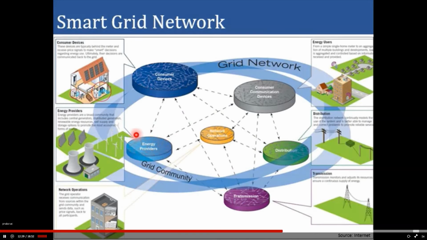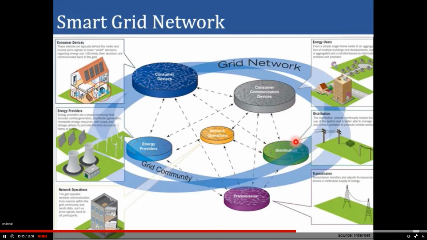Then we have consumer communication devices such as routers, gateways, sensors, and various communication related devices, because all the entities which you see in the smart grid network need to be communicable. So they will keep on sharing the information for better operations. So you need to have proper consumer communication devices.